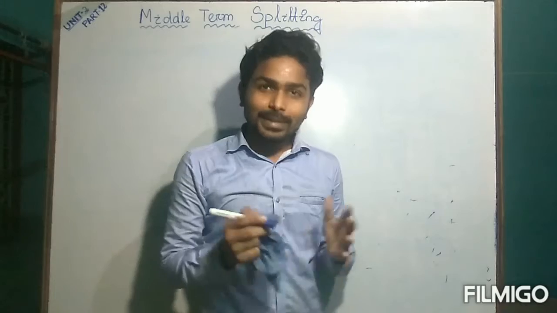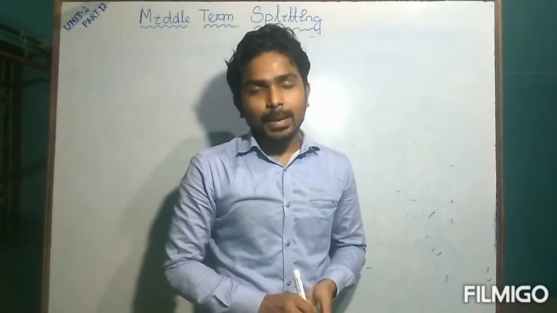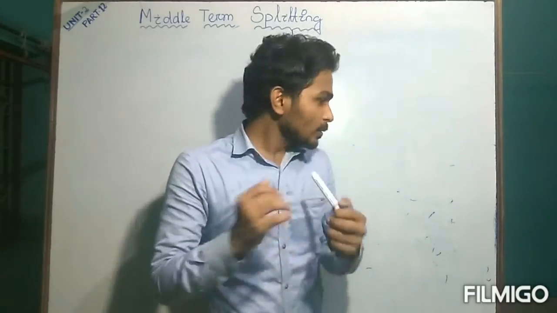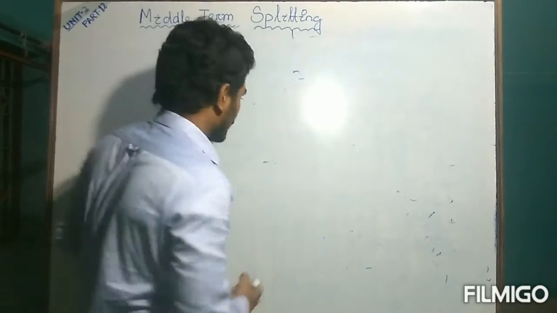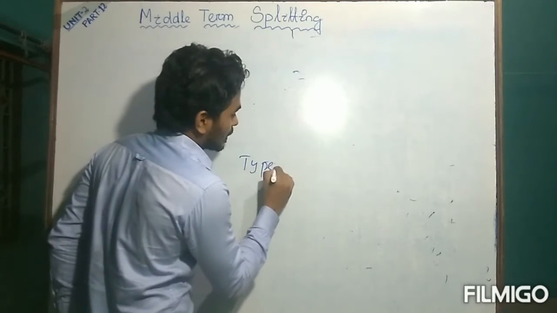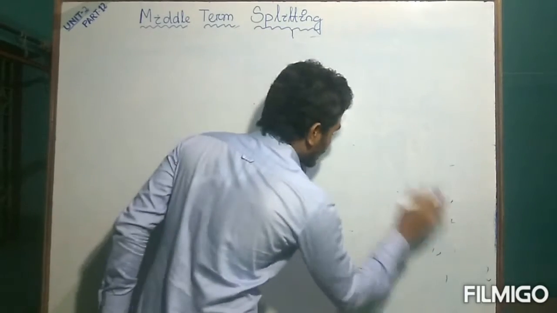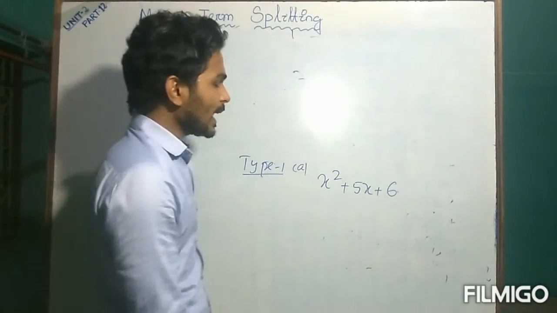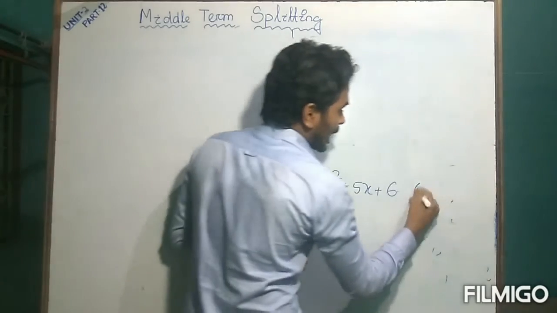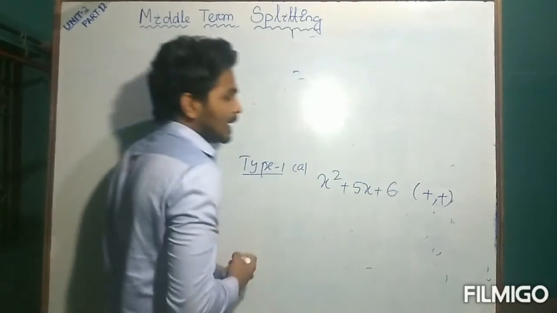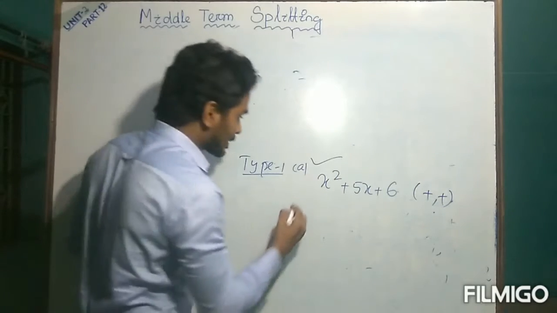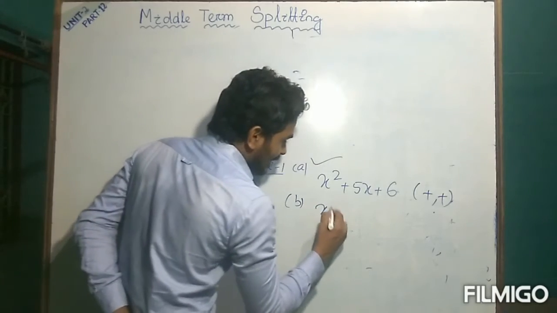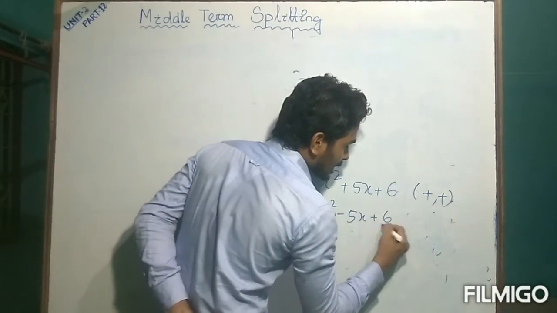Clear? So basically there are 4 types of question that must be asked in your examination regarding the splitting of middle term. Okay? So let us discuss what are those 4 types of question. In type 1, the question may be like this: x square plus 5x plus 6. Here you can see there are two positive signs. Positive, positive. This is the type 1 question that may be asked.